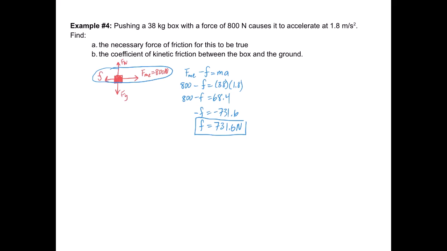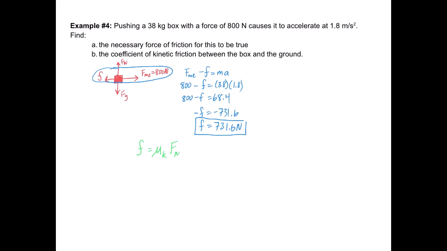All right, the next question is, letter B, the coefficient of kinetic friction between the box and the ground. Well, if we're pushing it, then it's sliding along the ground, right? So it's got to be kinetic friction. It's not static friction. Now, in order to find that, we need to connect the force of friction with the coefficient of friction. And so what we're going to do is we're just going to say, well, the force of friction equals the kinetic coefficient of friction times the normal force. And that's what we learned in class today. And we'll go ahead and solve for that.